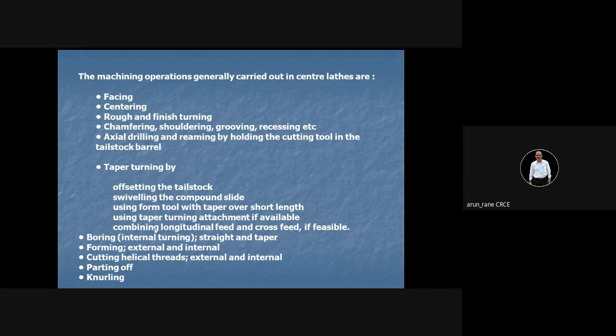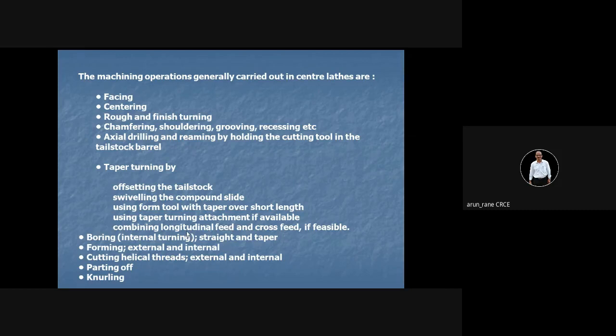Now, if you want to turn a taper more than 100 mm, say 200 mm or 250 mm, then what to do? For that, you have the taper turning attachment. This also is used widely. Swiveling the compound slide is up to 100 mm, form tool up to 25 mm. The taper turning attachment is a special attachment which is attached on the lathe machine, and generally it is used for cutting longer tapers, more than 100 mm, 200, 300, like that.